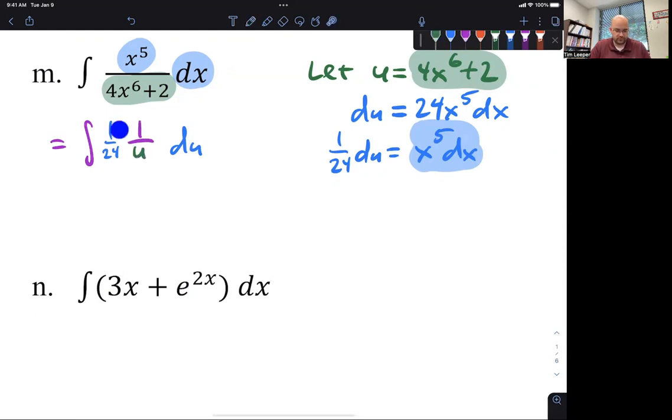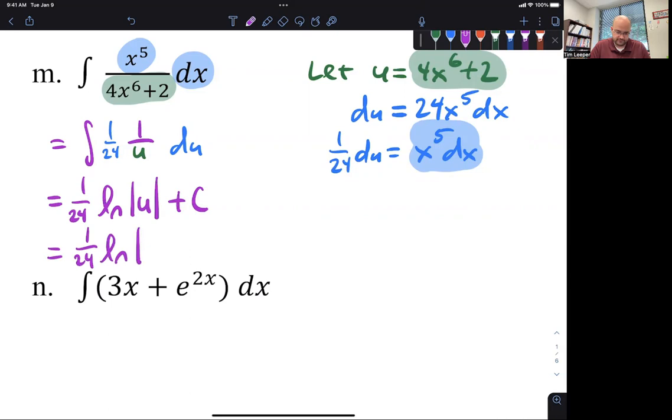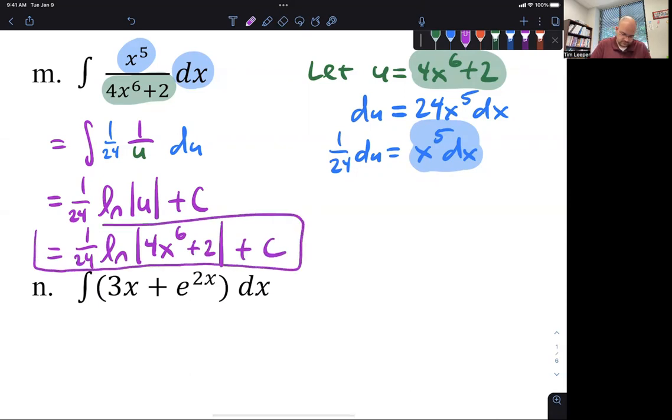So here's what we have. 1 over 24 times 1 over u du, the integral of that. And notice that, again, 1 over u, its antiderivative is the natural log. So this is going to become 1 over 24 times the natural log of the absolute value of u plus c. So this is actually 1 over 24 times the natural log of the absolute value of 4x to the 6th plus 2, plus a constant. And there you go. That is M.